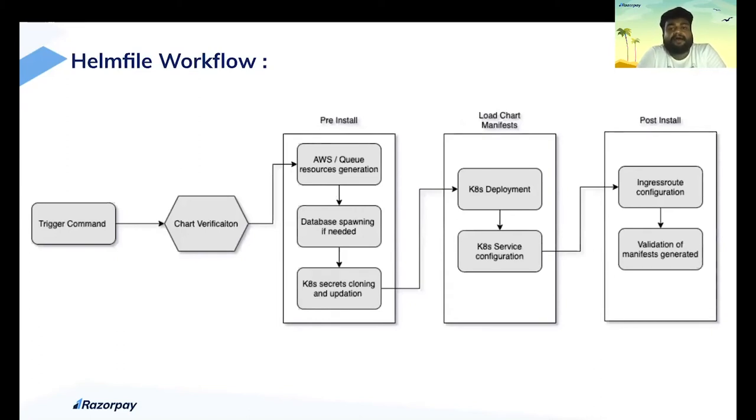On running the command, the chart is verified and it runs a bunch of pre-install hooks, which make sure that the auxiliary requirements for the application are up. Then it loads the charts, the Kubernetes resources, and deploys them into the Kubernetes cluster, and then runs some post-install hooks as well, which can include the ingress route configuration or validation of the generated manifest, and make sure that the ephemeral infrastructure per developer is available by just running one command. So this is how we solved the problem of having a streamlined workflow for developers to bring up their ephemeral service fleet.